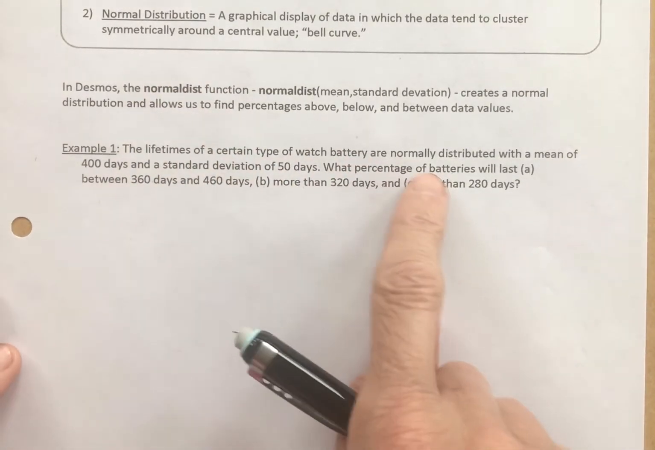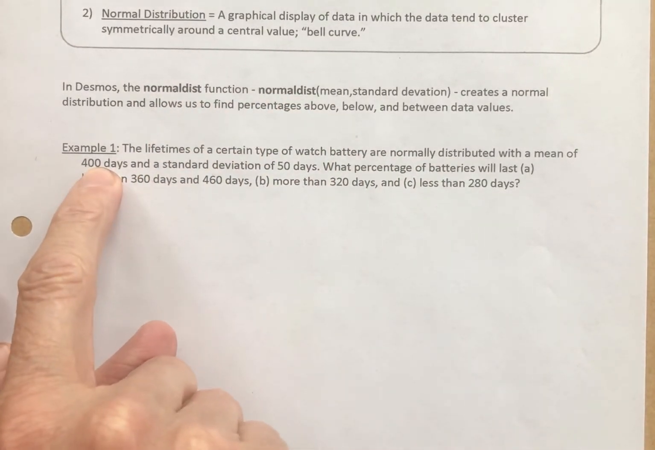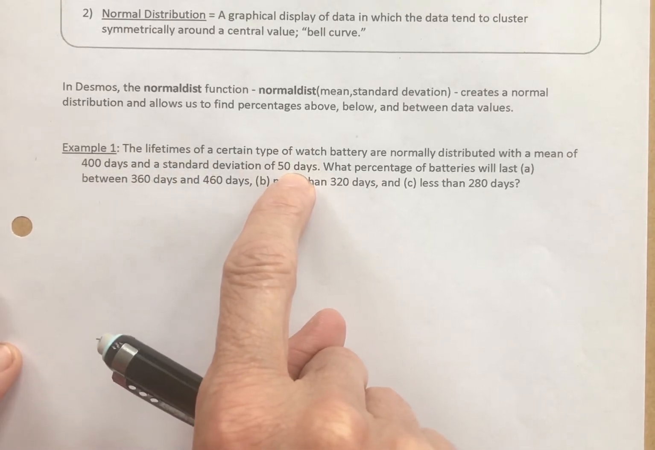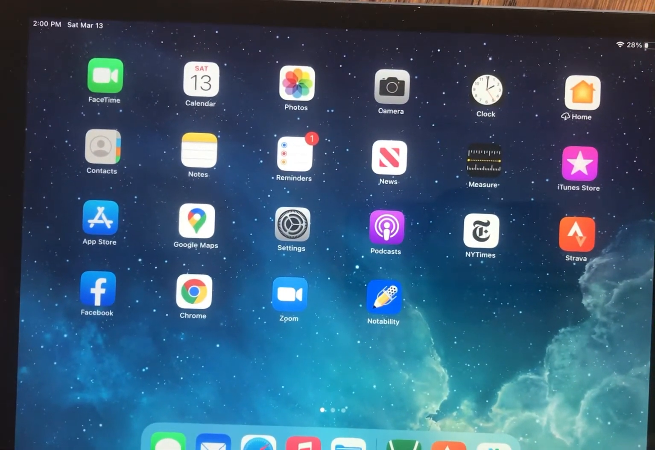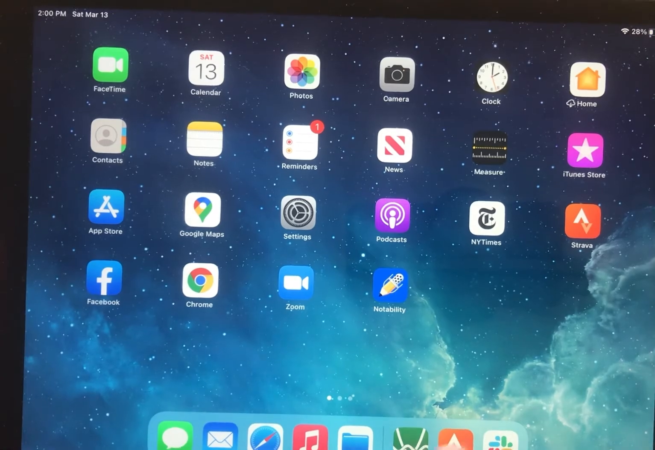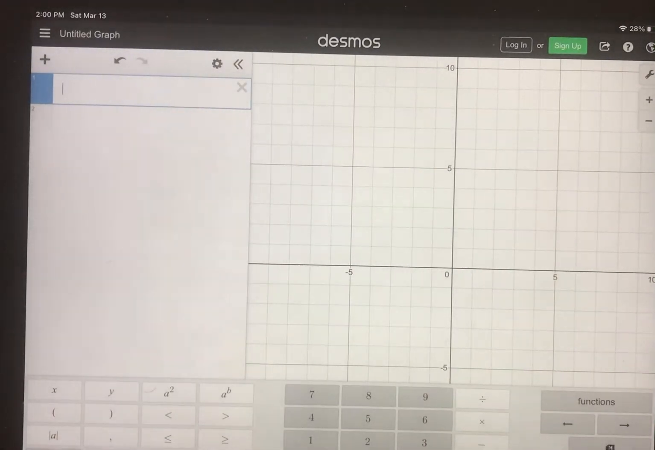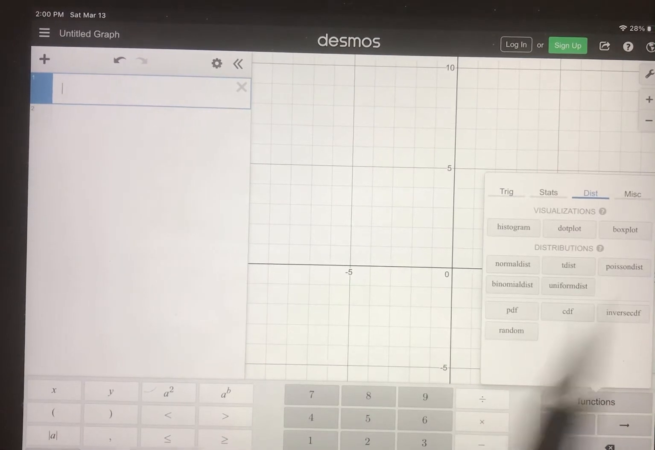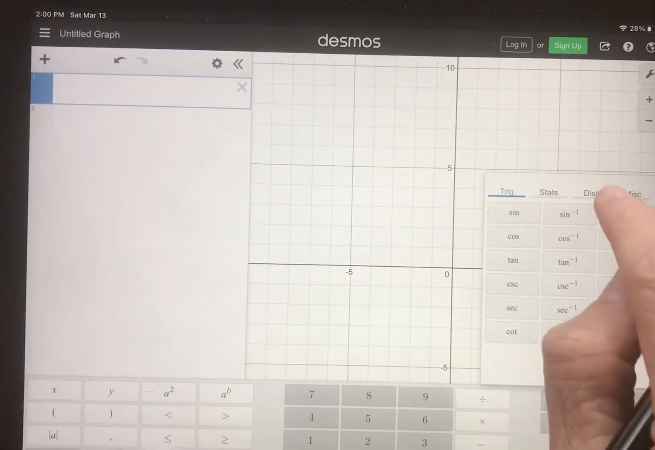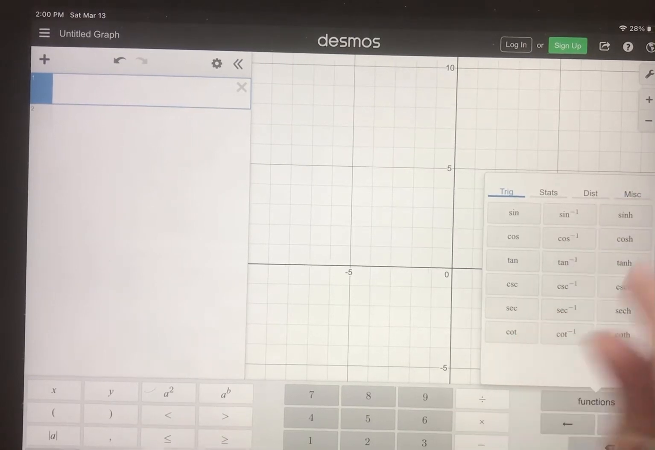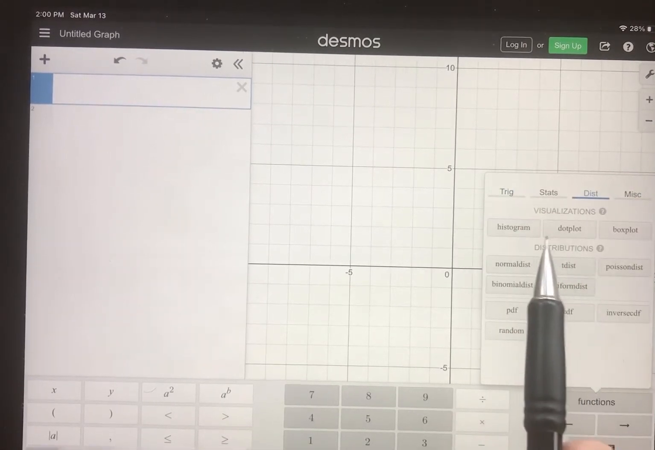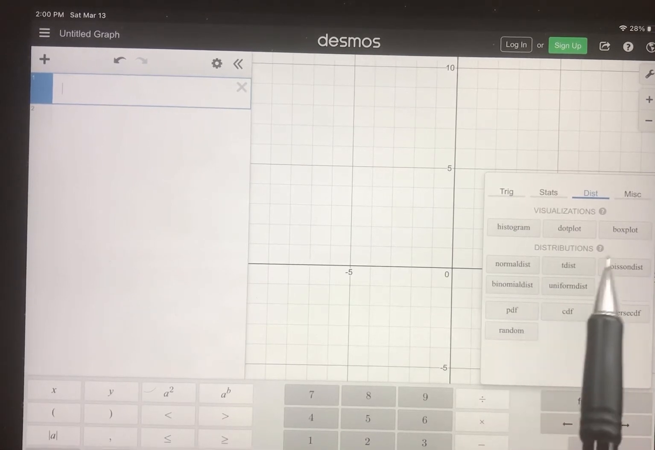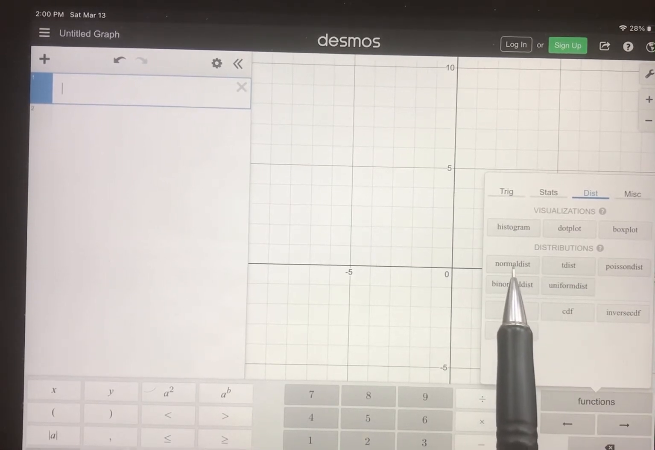Well, let's first take a look at the normal distribution that has this mean and this standard deviation in Desmos. So I'll come into my pad here, straighten it out, I hope. I'll open up Desmos. Okay, so in the top right again, we're going to put it in. Let's go to functions. Normally it opens up to the trig functions. You want to go to the dist functions, which I think stands for distributions. And you'll see here under the distributions, we have the normal distribution right there.